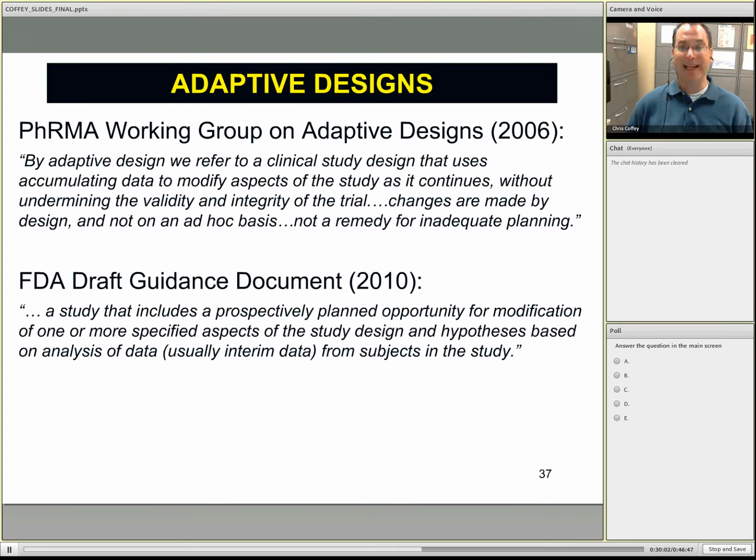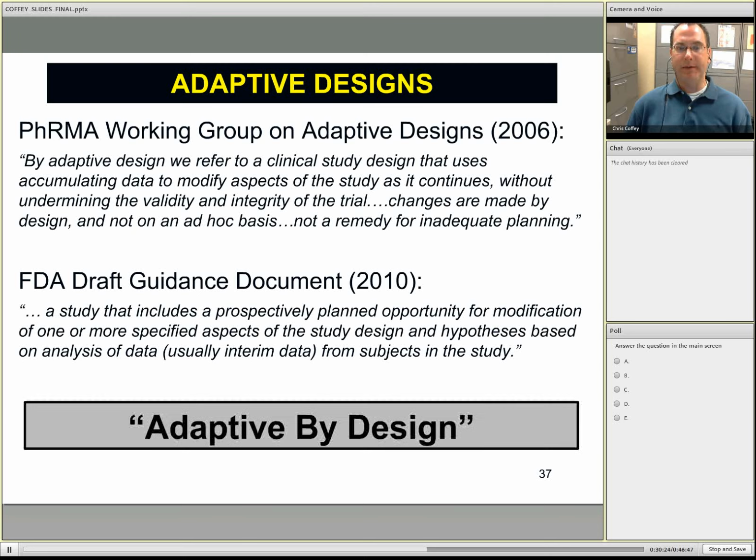In 2010, the FDA released a draft guidance document on adaptive designs where they also included a definition for adaptive design. Their definition was very similar to that used by the Adaptive Design Working Group: a study that includes a prospectively planned opportunity for modification of one or more specified aspects of the study design based on analysis of data from subjects in the study. So both of these definitions really focus on this phrase, adaptive by design.